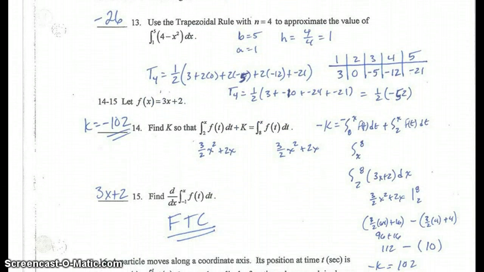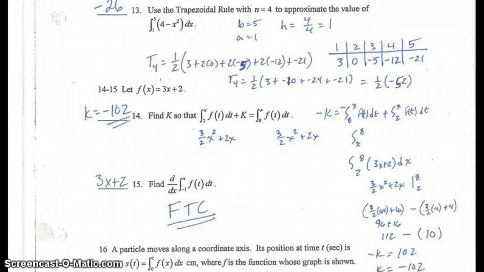Next up, use the trapezoidal rule, and we want to do it by hand. Make sure you find H, make sure you make an X and Y chart, make sure you plug in appropriately, keep track of your signs, and double check your work. Alright, so that's a good one to keep track of.